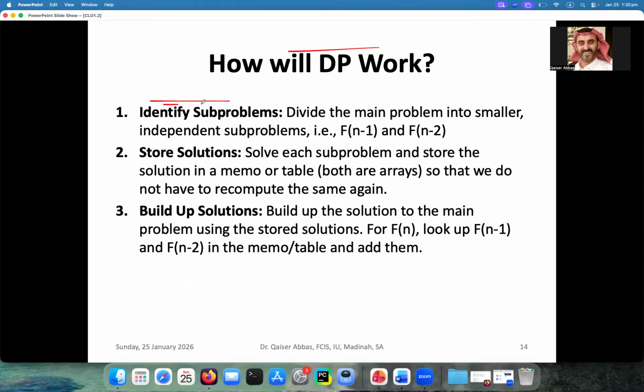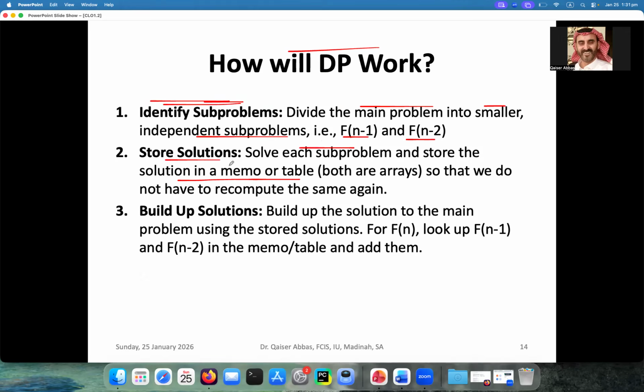What do we have to do? We have to identify the subproblem. Identify subproblem means the problem can be divided into smaller problems. So divide the main problem into smaller independent subproblems, like for f of n, we have f of n minus 1 and f of n minus 2 for Fibonacci. Then store solutions: we have to solve each subproblem and store the solution in the memo or table.